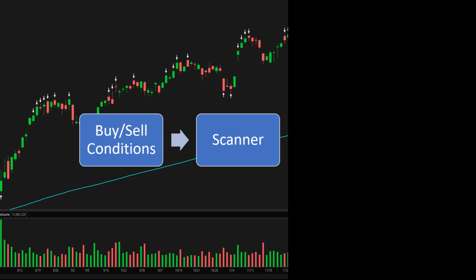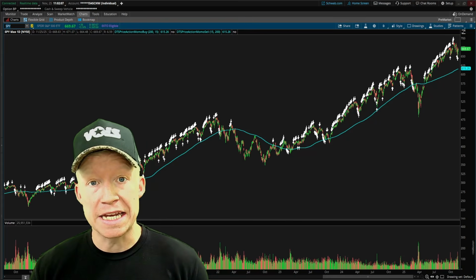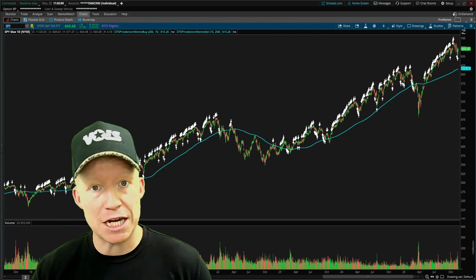And if you stick around to the end, we're even going to build and backtest a trading strategy with hundreds of trade examples to prove to you the viability of this study. This is an extremely simple indicator. There are only two price action based rules.